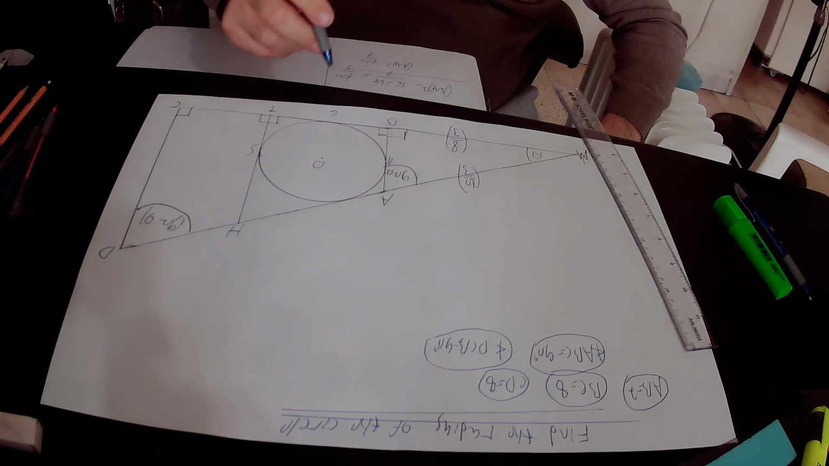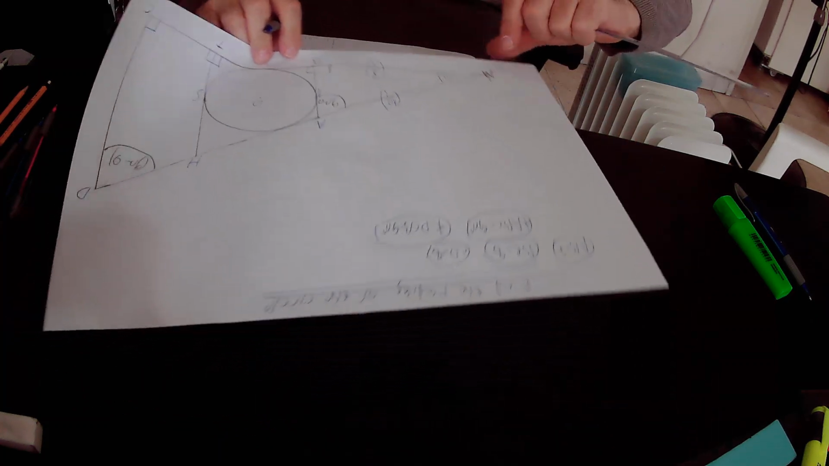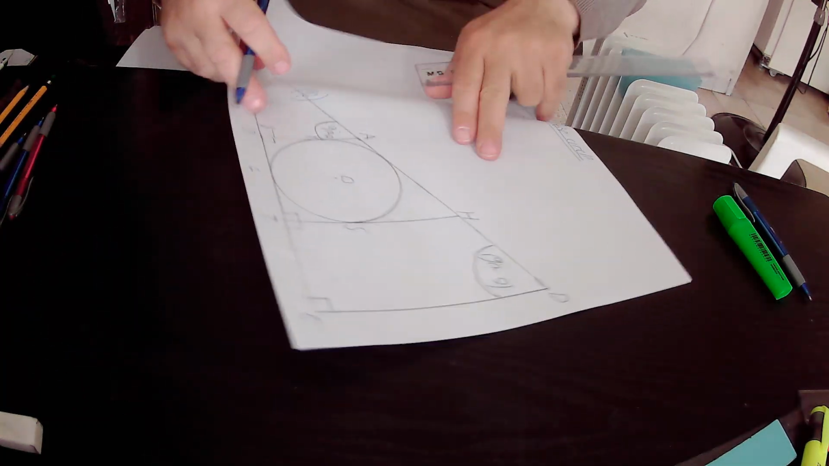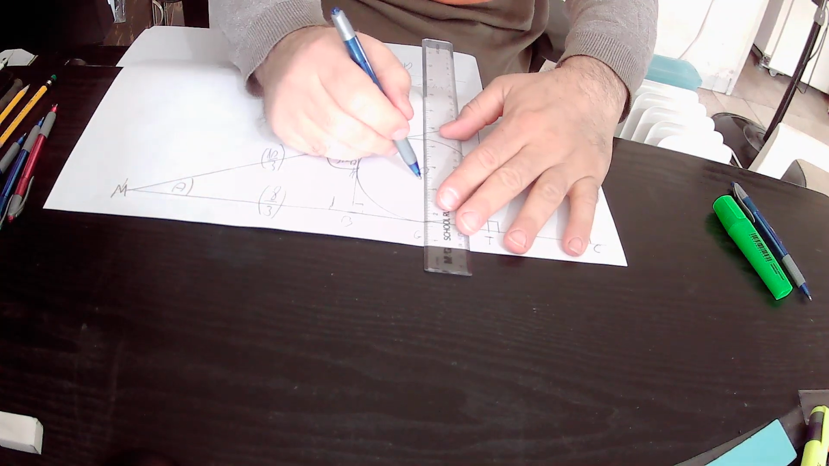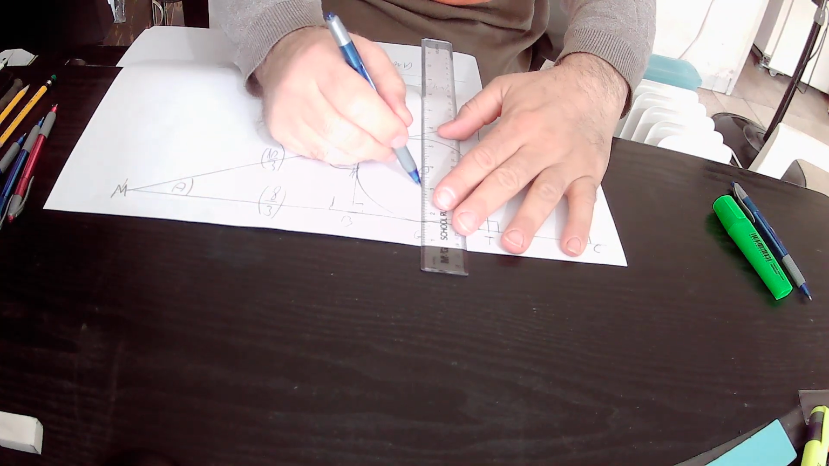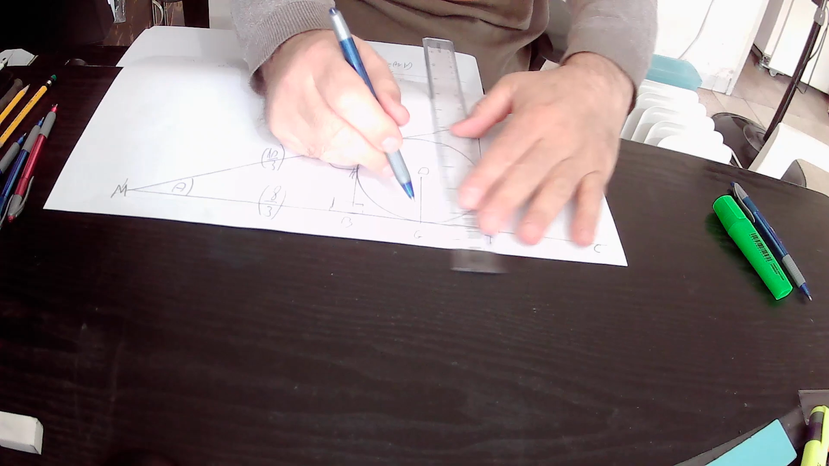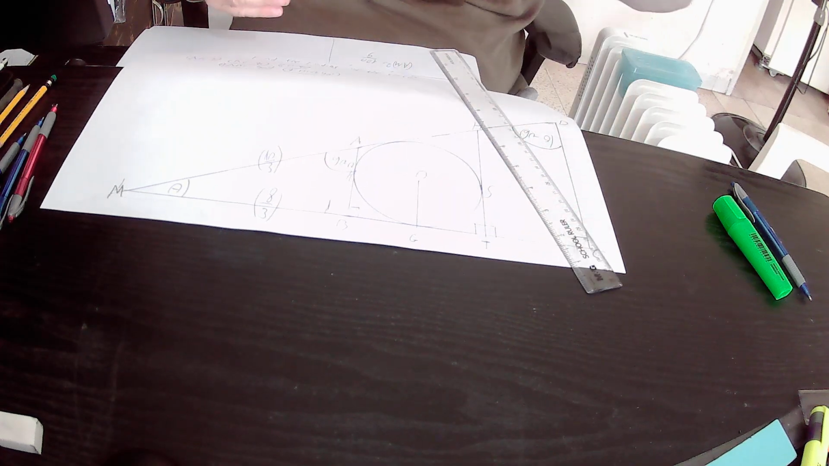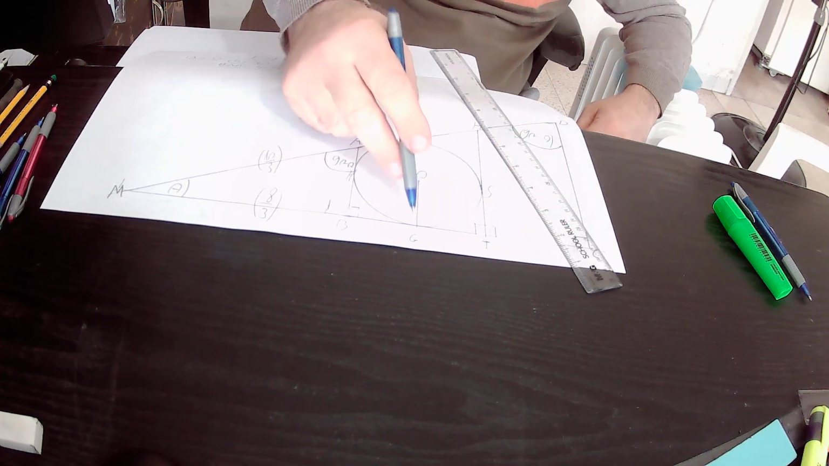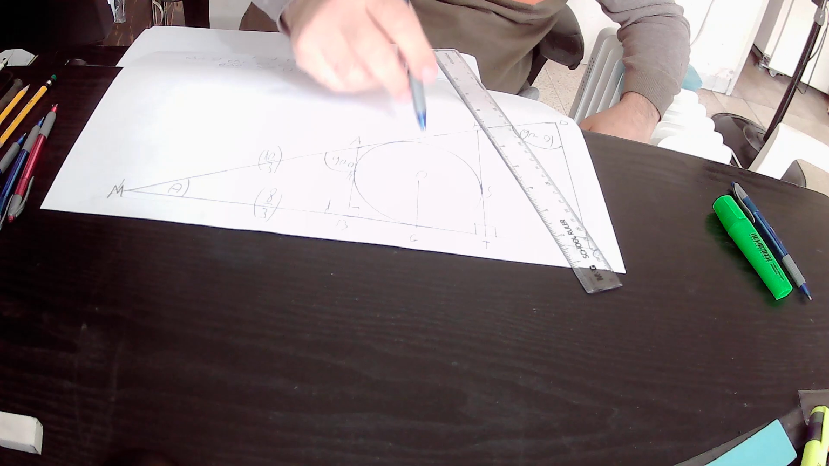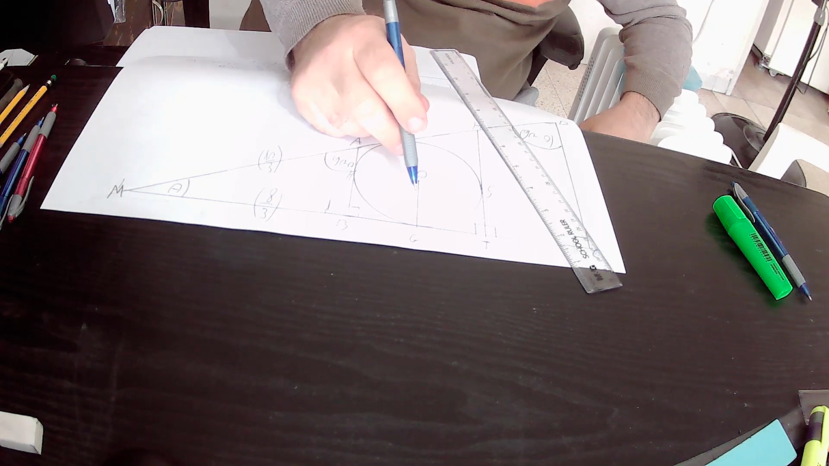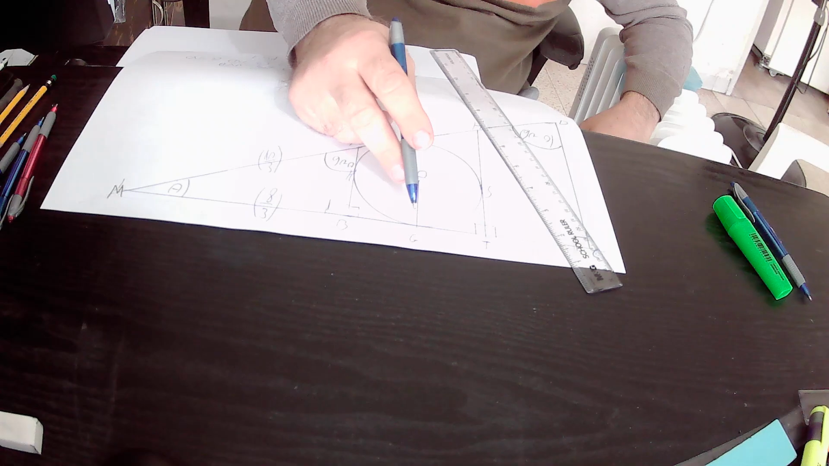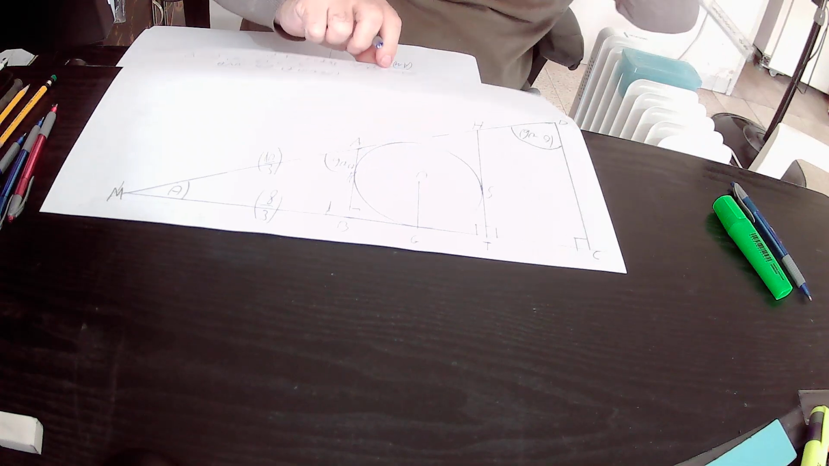We join points O and G together by a straight line. Point O is the center of this circle. Point G is a point on the circle itself. Therefore, OG is the radius of this circle. We'll define the radius of this circle as x. Therefore, OG equals x. It is the radius of the circle.